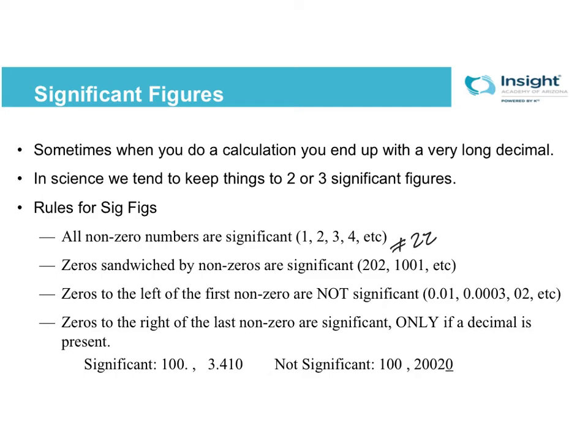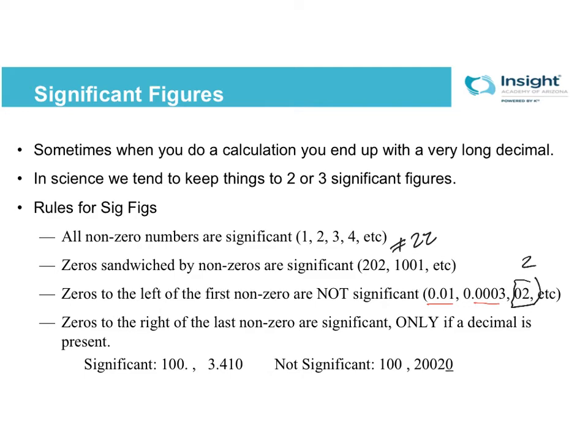Zeros to the left of the first non-zero are not significant. A lot of times we don't even write these. Like if you're writing 2, you usually just write 2. This is where scientific notation is going to come in. With scientific notation, we can rewrite these numbers without any of those zeros. And then same thing with zeros to the right. Zeros trailing a number typically are not significant.